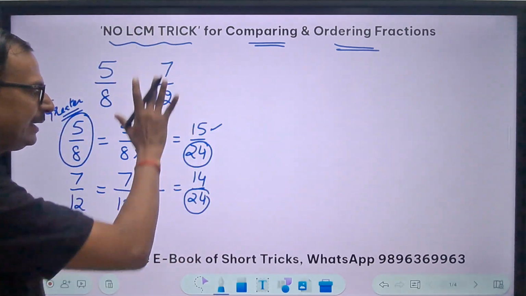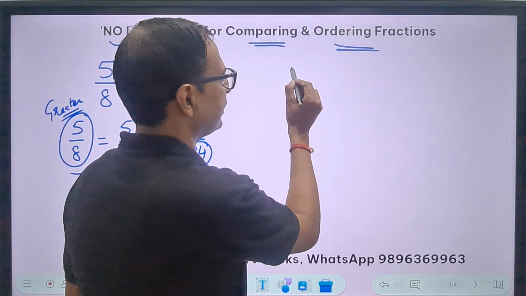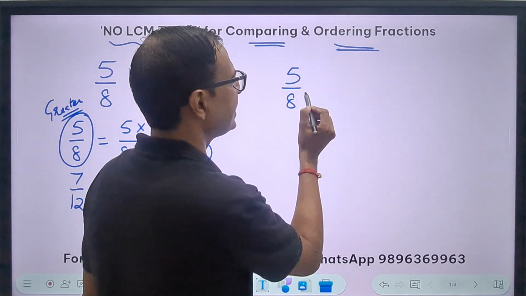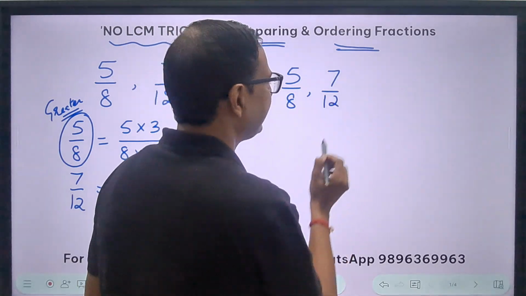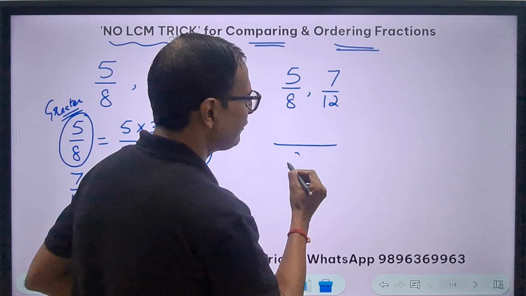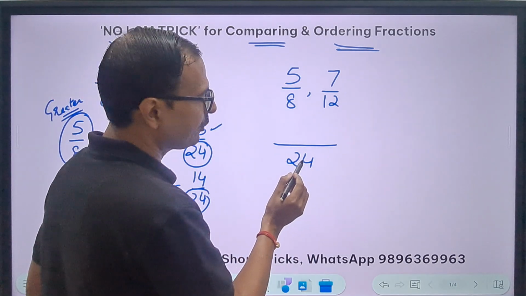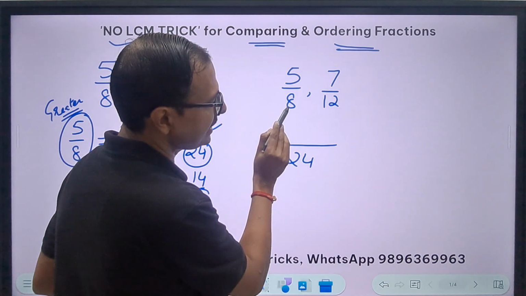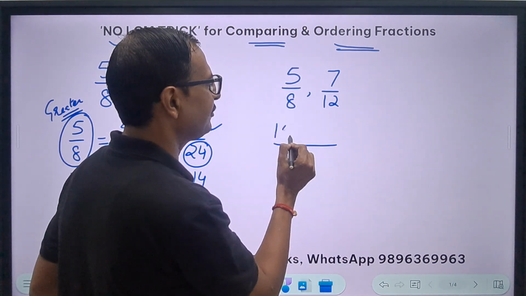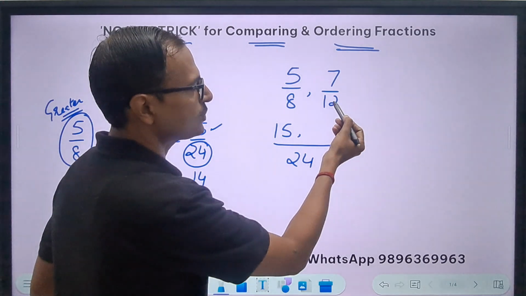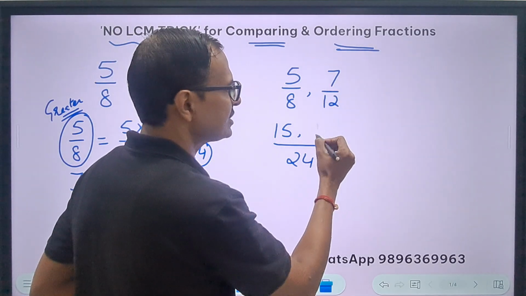Now if I want to eliminate these steps, how do I do it? See, 5 upon 8 and 7 upon 12, they have the LCM 24. This is what I did here. So I am shortening the method now. 24 divided by 8 is 3. 3 times 5 is 15. 24 divided by 12 is 2, and 2 times 7 is 14.